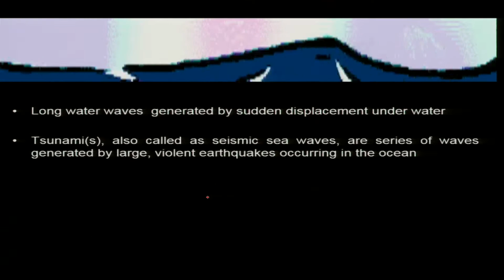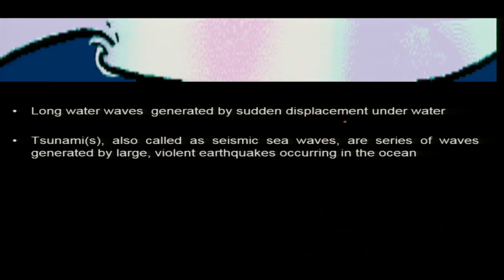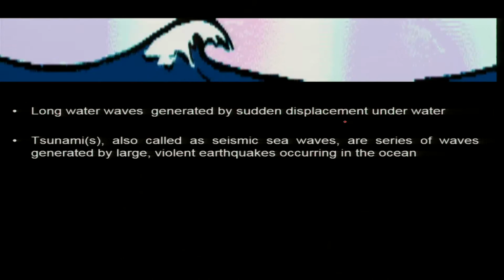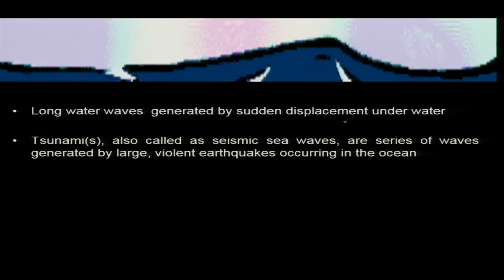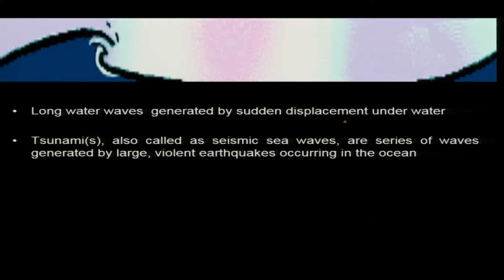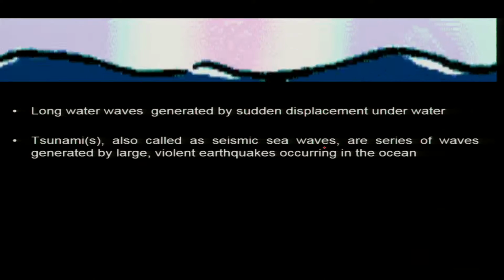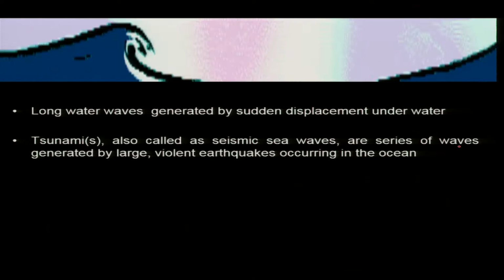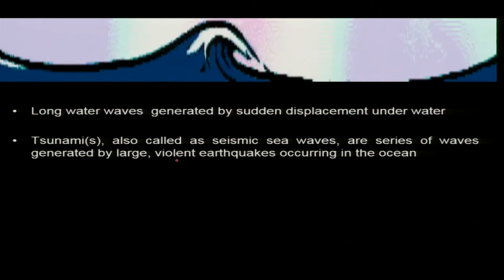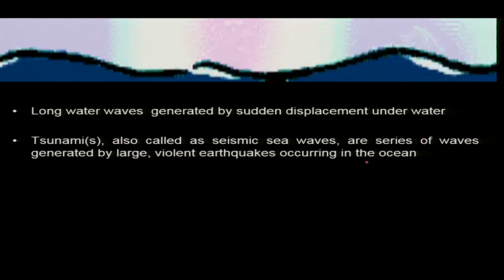So, long water waves are generated by sudden displacement underwater. This displacement was along the plate boundaries, so we have the long wave which will be generated. Tsunamis are called seismic waves. They are a series of waves generated by large violent earthquakes occurring in the ocean.